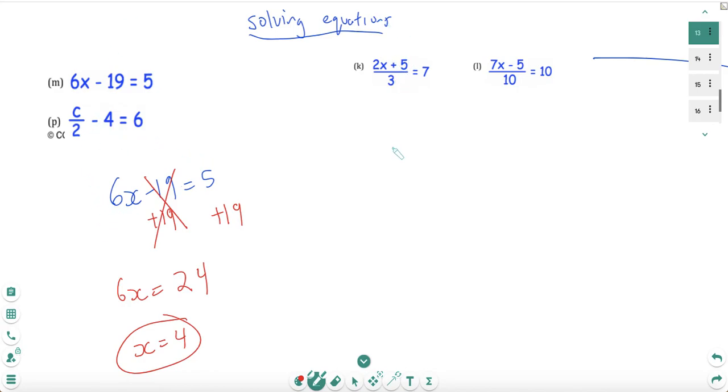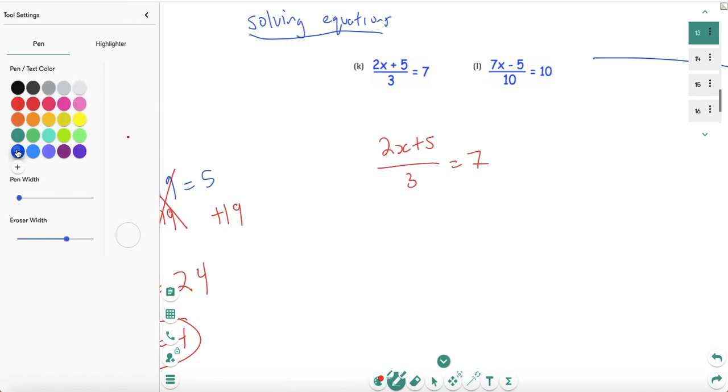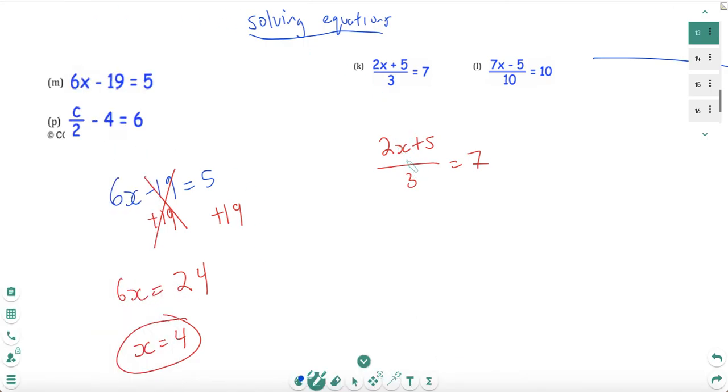Let's look at this one over here. 2x plus 5 over 3 equals 7. So let's think about our story of x. Well, x, it's being multiplied by 2, then added 5, then divided by 3. So we're going to work backwards. So times 2 plus 5 divided by 3, we're going to get rid of the divide by 3 first. So the opposite of dividing by 3 is multiplying by 3.